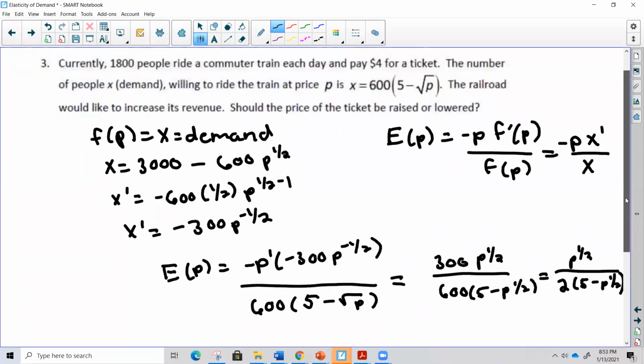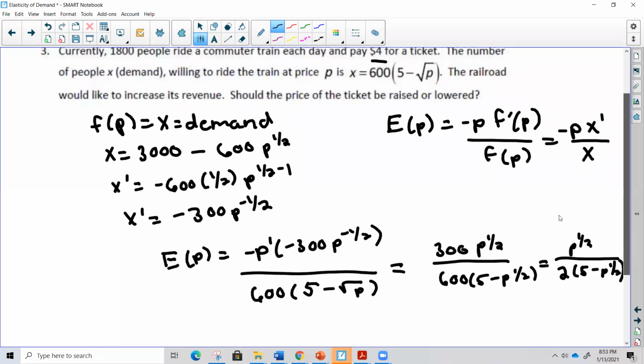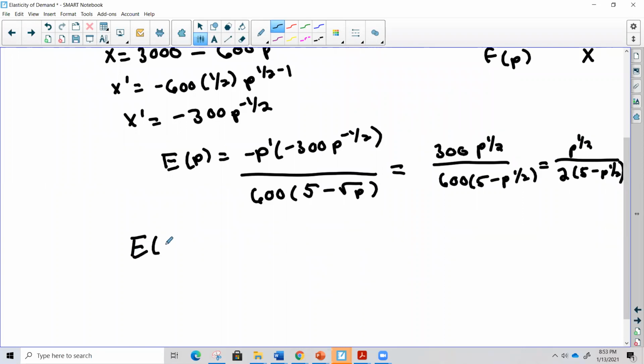So then I'm going to find if the price should be raised or lowered. So I have to pay attention to what the price currently is. And so they said currently 800 people ride a commuter train and the price is $4. So I'm going to plug in $4 into my function. So I have 4 to the 1/2, which again is the same thing as the square root of 4. You can leave it as an exponent or you can change it to a square root. And then I have 2 times 5 minus, again, P to the 1/2, the same as the square root of 4.